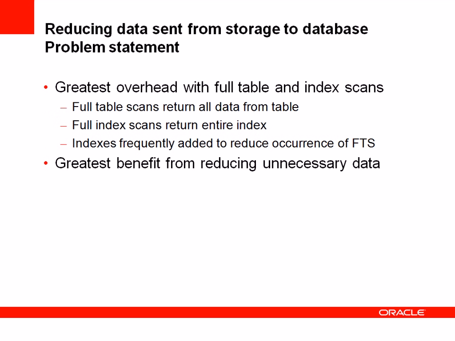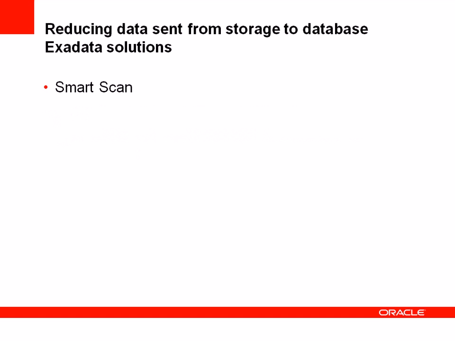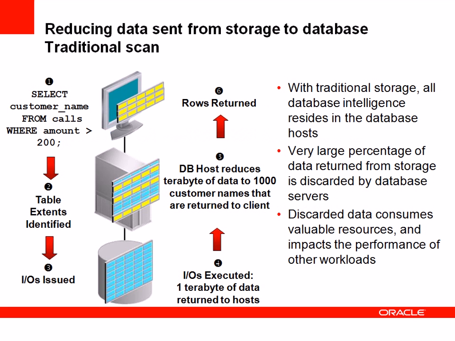The greatest benefit can come from reducing sending unnecessary data, because it means we don't stress the bandwidth between the storage server and the database server, and we don't use up the CPU on the server just going through data to throw it away. And so what we've done with the Exadata database machine is to implement something we call Smart Scan. And to understand Smart Scan, it's best to walk through what happens with a normal full table scan and then look at how that's implemented with Smart Scan.